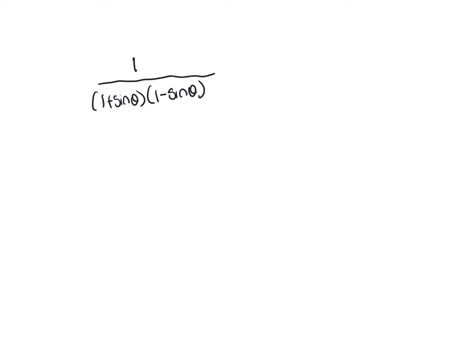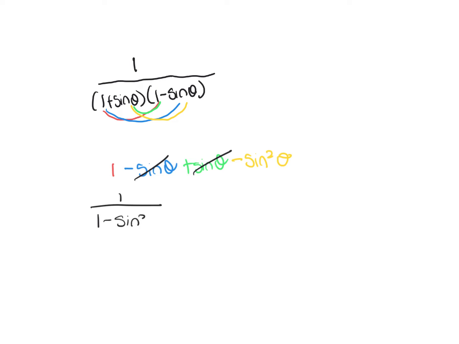And so I'm going to FOIL these bottom ones together. 1 times 1 is a 1. 1 times negative sine is a minus sine theta. Sine times 1 is a plus sine theta. And then sine times negative sine makes a negative sine squared theta. So these cancel off, and on the bottom you're left with the 1 minus sine squared. So I have 1 over 1 minus sine squared theta.